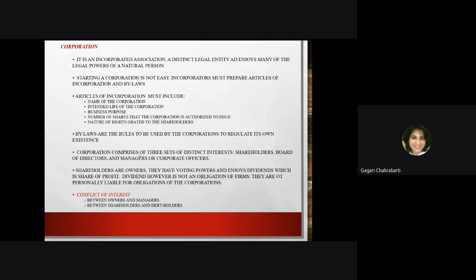So what's the nature of this conflict of interest? Owners will be interested in the profit, right? Because they have a certain portion of the profit that will be going to them. And the managers will be interested in the sales. Now, as we all know, sales maximization may not always lead to profit maximization. So the owners will always be interested in maximizing the profit, and the managers will be interested in maximizing the sales.